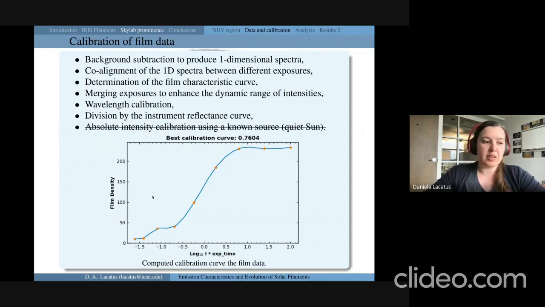A final step that would have been much more useful would be calibrating to absolute intensities, but because no exposure to a known source was taken on the same film roll, this could not be achieved. So all the intensities I'll be presenting further on are only relative intensities and should be considered just within each data set, not as absolutes.